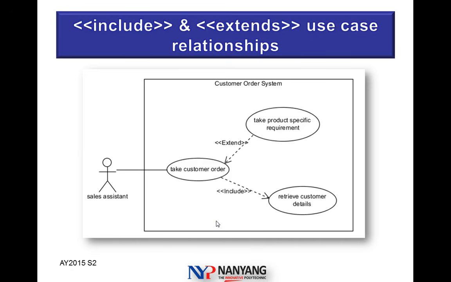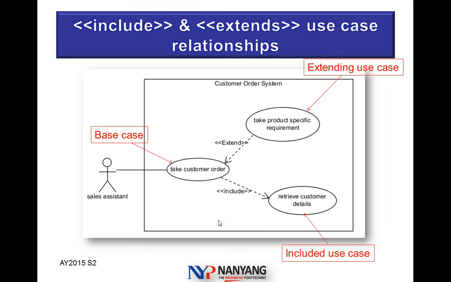What happens if you have use cases which extend or include another use case, as shown in this diagram here? Here, we can see that take customer order is a base case. Then we have take product specific requirement, which is an extending use case, extending the base case take customer order. And the take customer order use case includes the retrieve customer details use case. So how do you write this in a use case description? The following examples will illustrate how you write such situations.